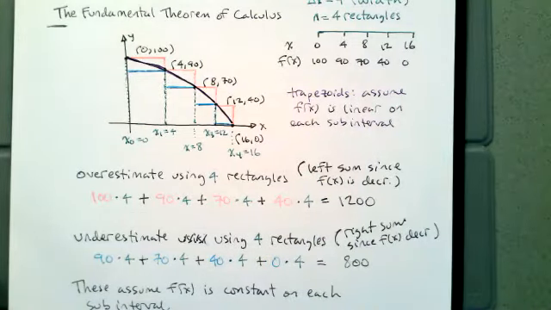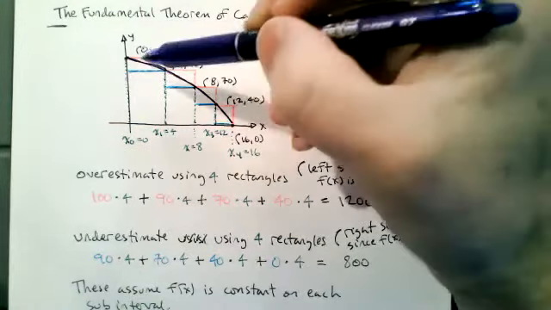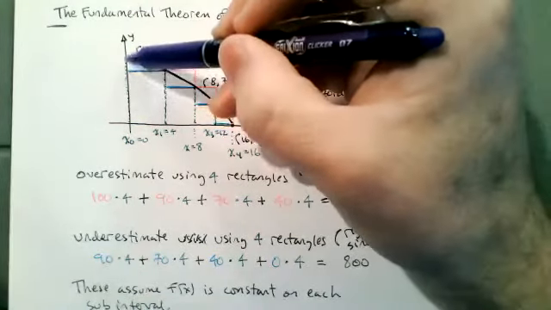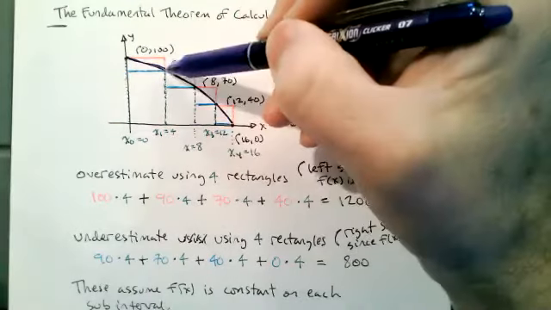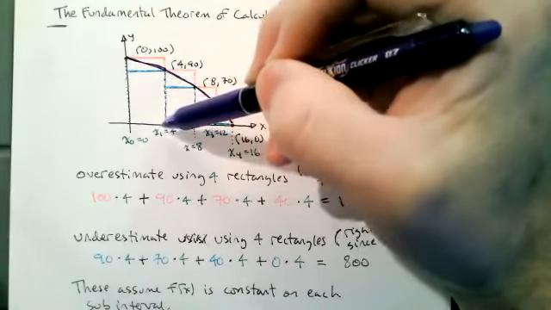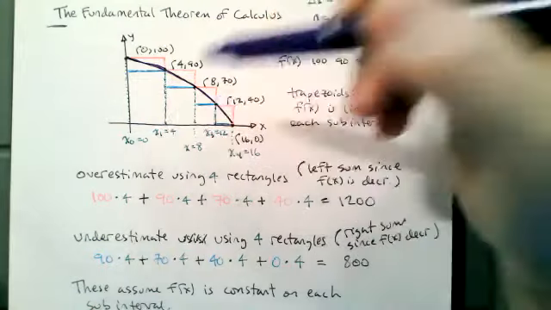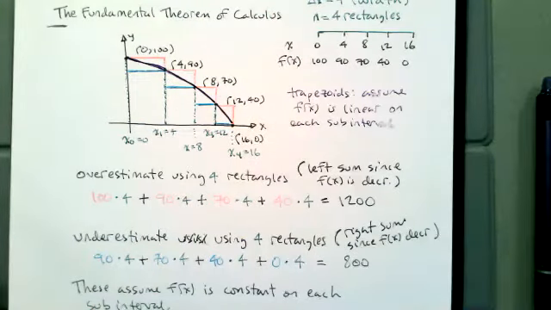So we get trapezoids if we assume that the function is linear on each subinterval. So this first trapezoid has one base of 100, another base of 90, and a height of 4. So now let's find a trapezoidal estimate using 4 trapezoids.